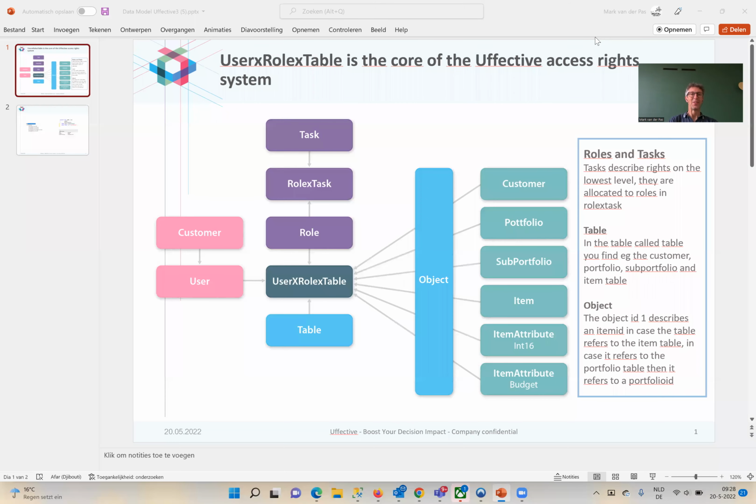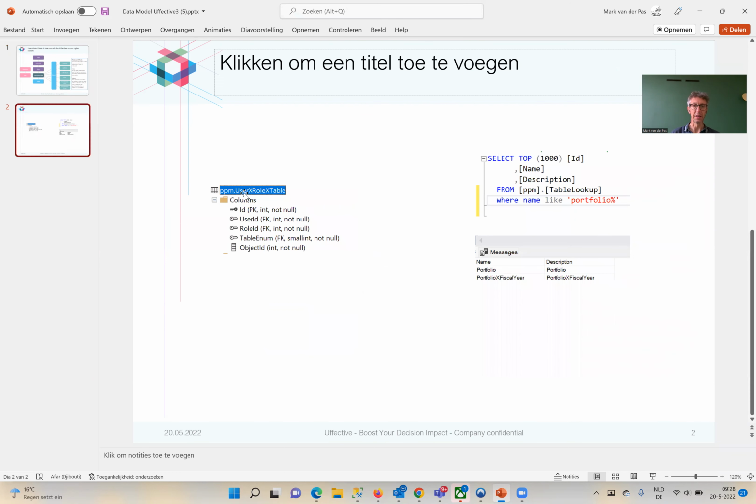Hi there. In this video, I would like to share with you how the user role table works. This is presented in this picture, and you see the user role table over here. That's a table as such. The structure of this table is like this.